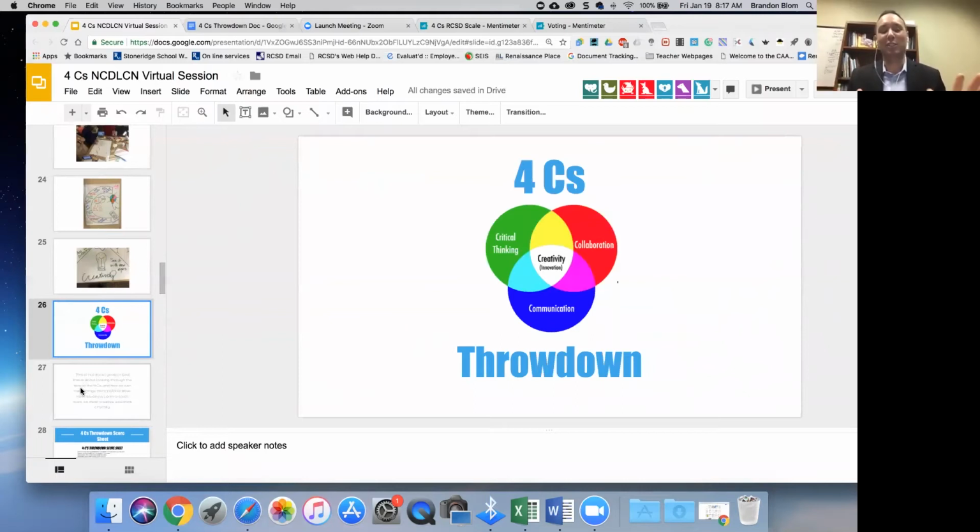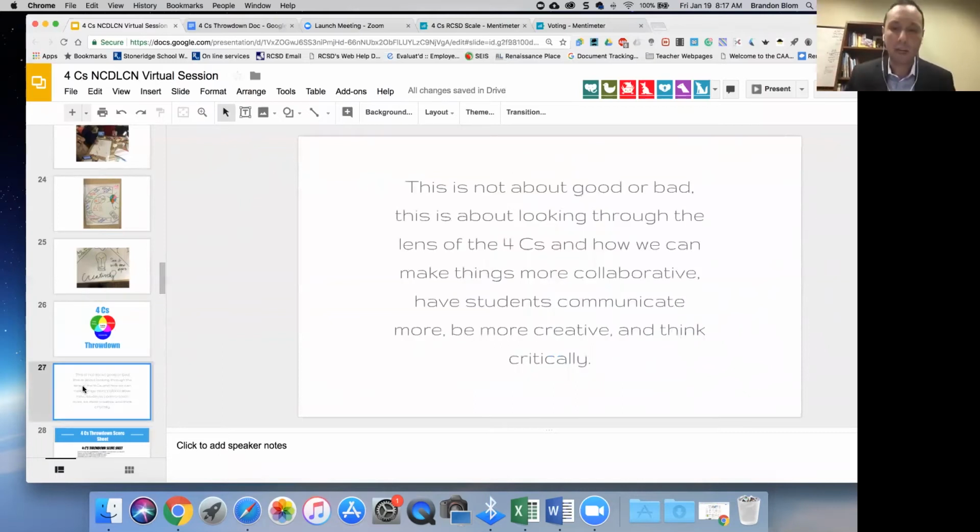I will say this a few times. If we do something and it scores low on the 4 C's, it doesn't mean it's bad. It's just, can we maybe take what we're doing and tweak it to incorporate more of the 4 C's? It just gives us a lens.